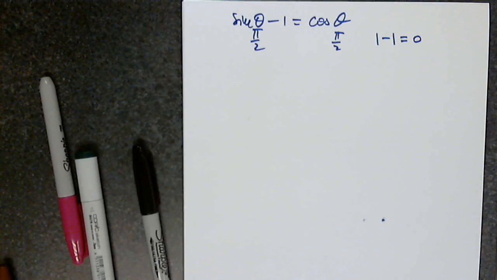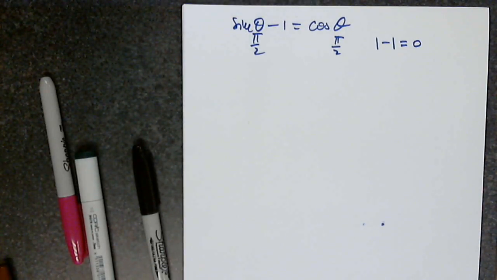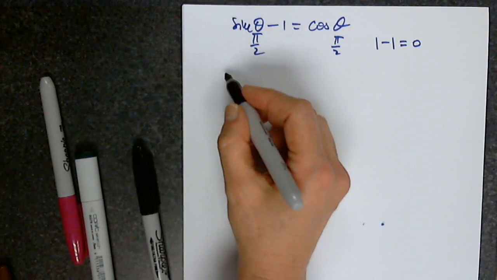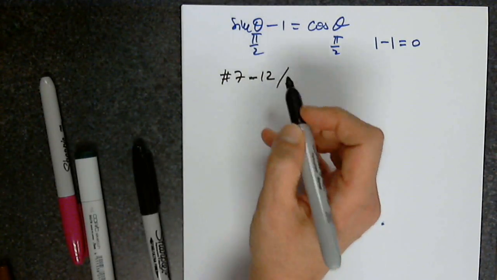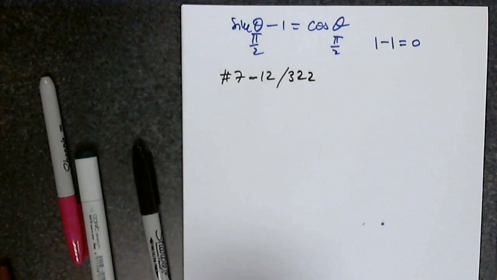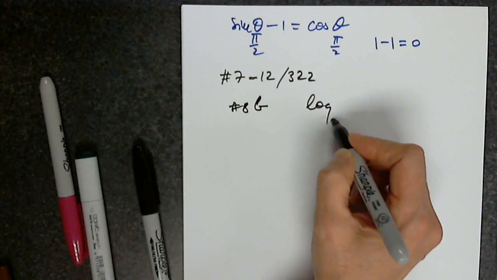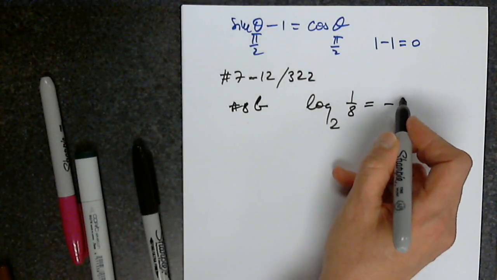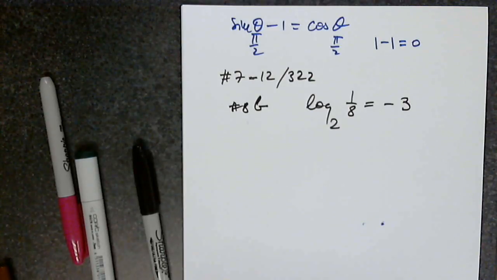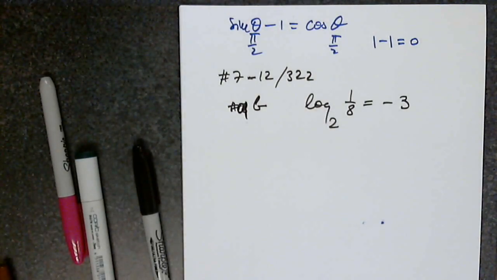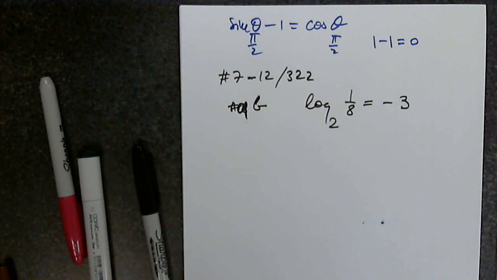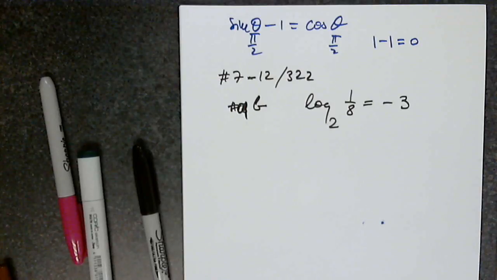On page 322, I would like to look, please choose anything you want. I'm looking at problems 7 through 12 on page 322. So I'm looking at problem 8b. Log base 2 of 1 over 8 is negative 3. Of course, I copied 9. No worries. Sorry about that. So it's 9b.